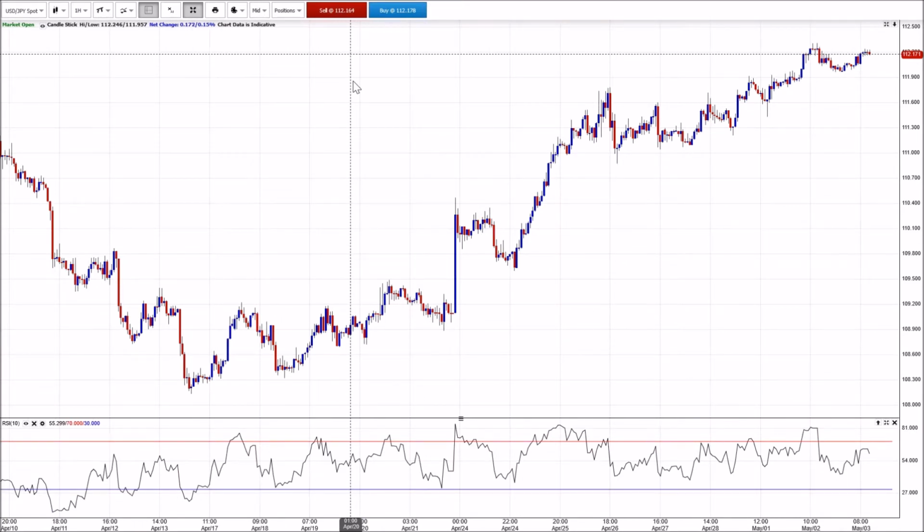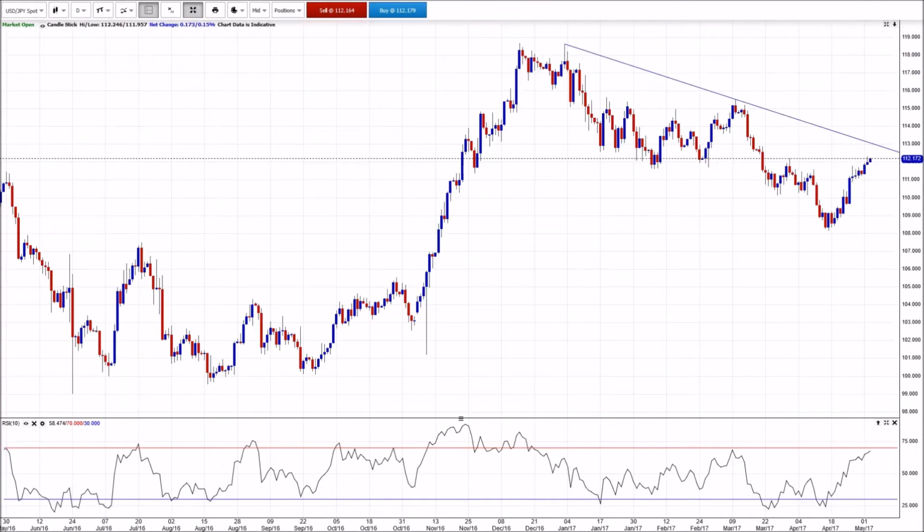run out of steam. I wouldn't want to be short yet dollar yen because it was only yesterday it made a new high for this trend, but I think that's another one to watch just because we're coming up near that downtrend line. So we'll see how much of a problem the 113 area is for dollar yen. I think that's a good one to watch over the next couple of days.